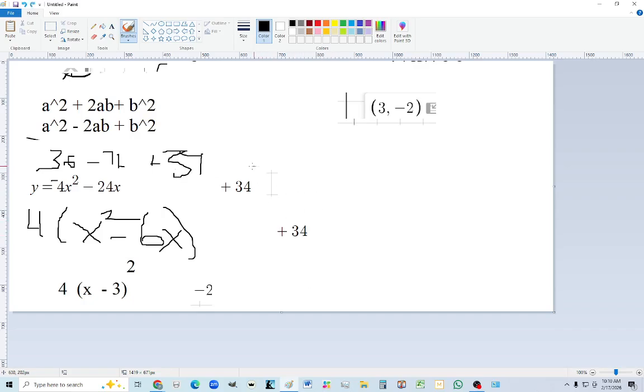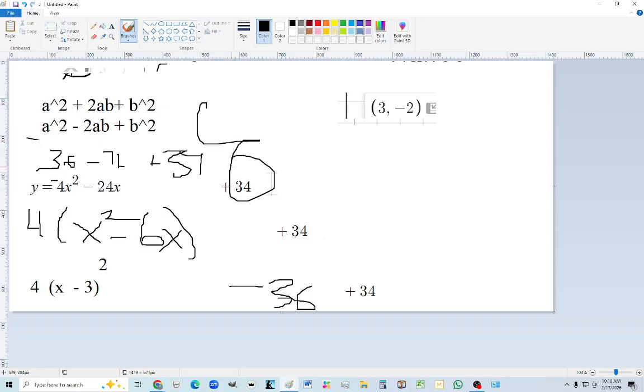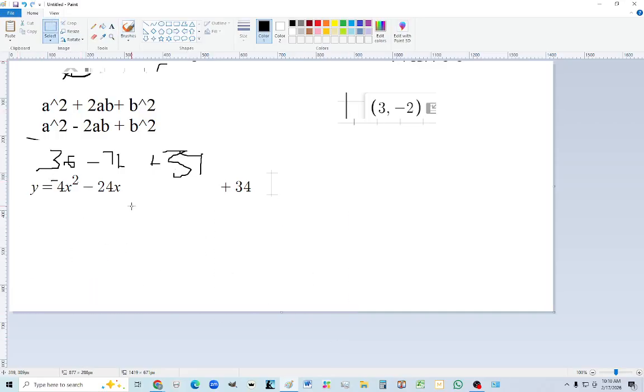Sometimes you'll see your teacher, instead of moving the plus 34 aside, move it to the other side of the equation. So he'll have 4x squared here, equaling, instead of plus 34, minus 34 on the other side. He's working solely as if we're at the x-axis. And then he proceeds to do what we did with the perfect square. He factors out the 4, x squared minus 6x.